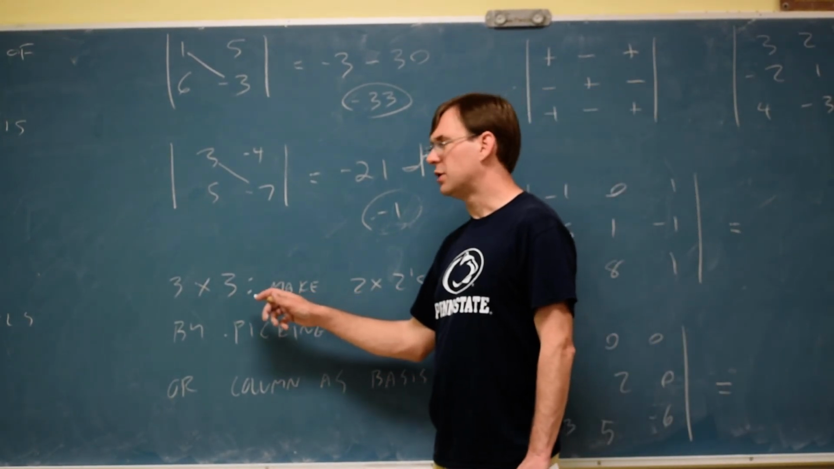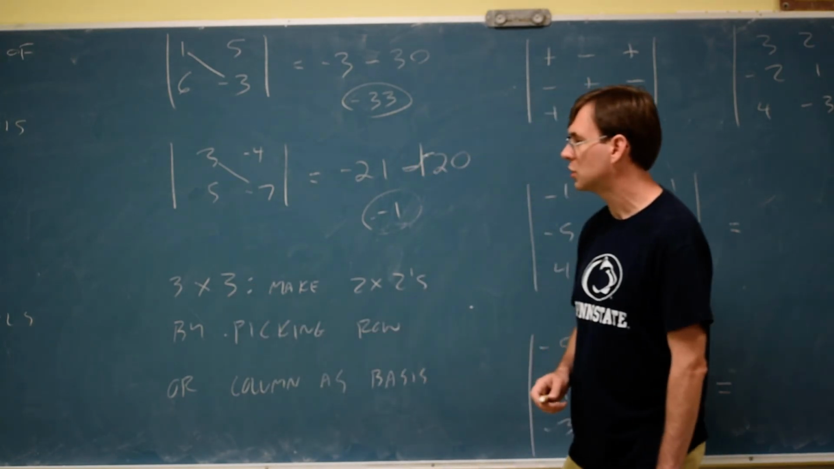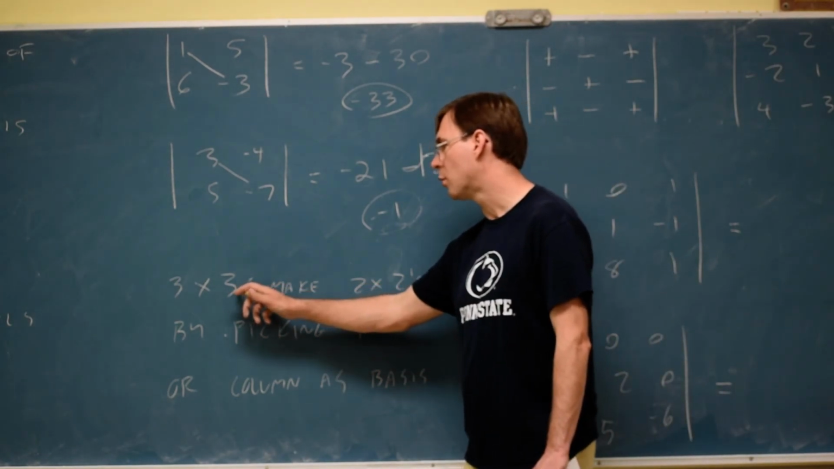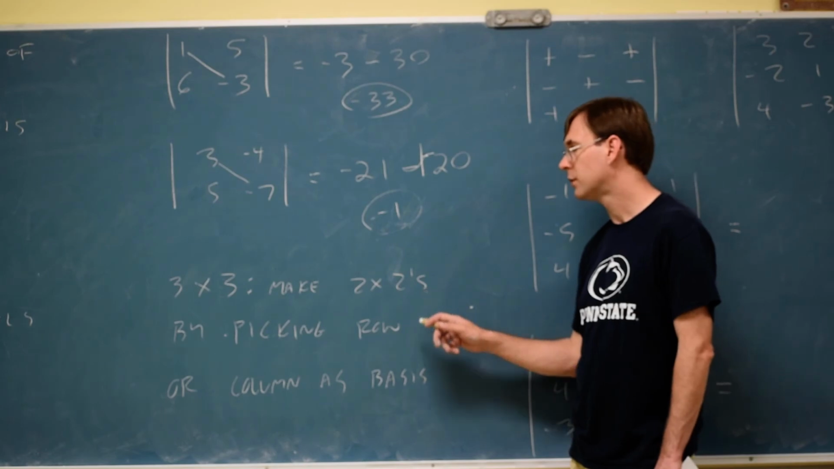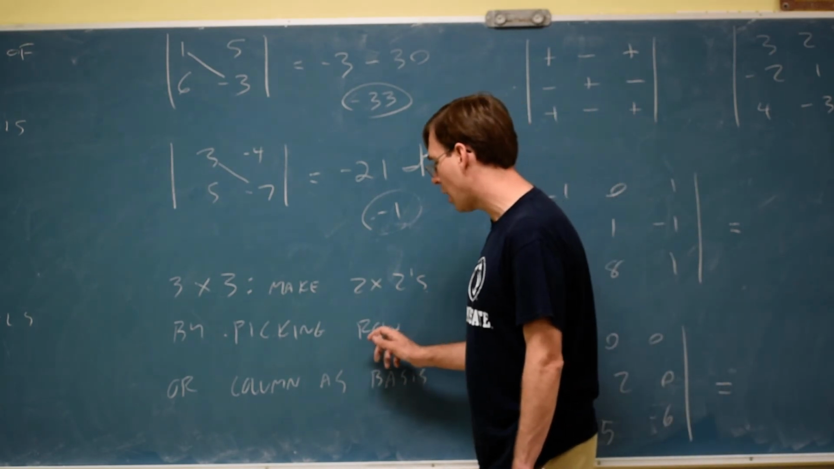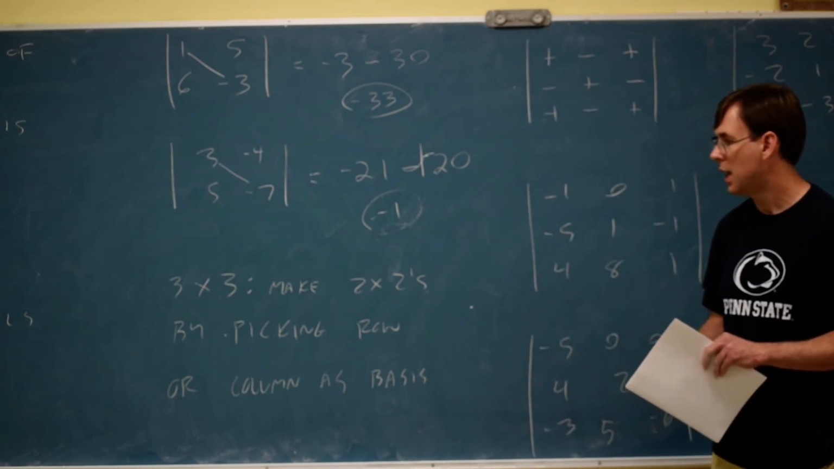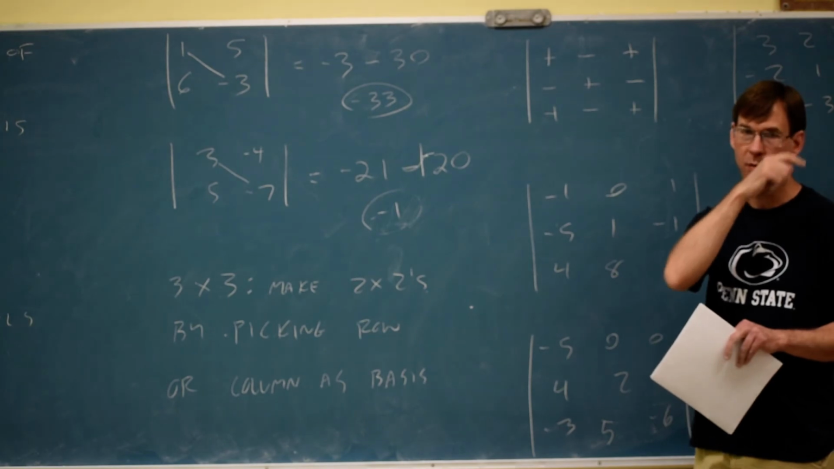About half the homework will be 2 by 2s. The back half of the homework will be 3 by 3s, which will be a little more work. To do the 3 by 3s, what we're going to try to do is make ourselves a series of 2 by 2s. We're going to pick any row or any column as our basis to use, and you're looking for the easiest numbers possible. 0 is always the champ of all.